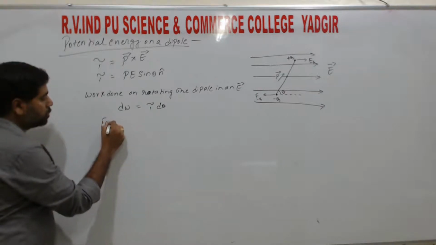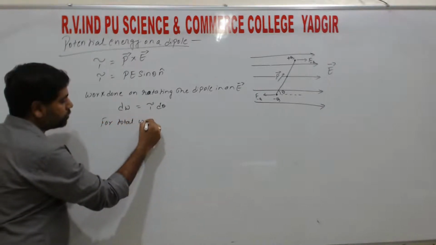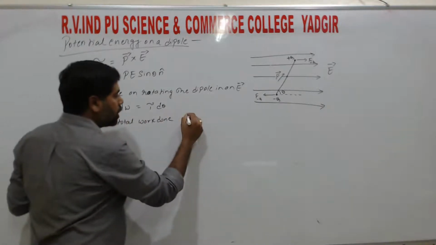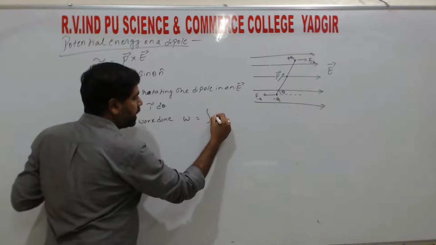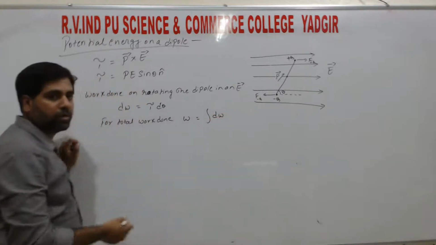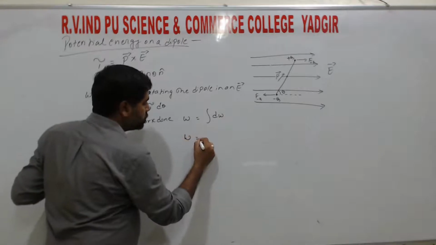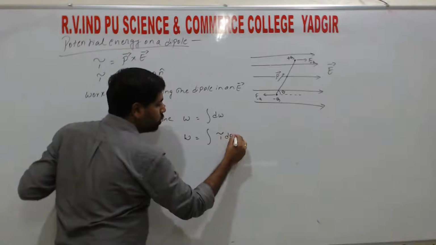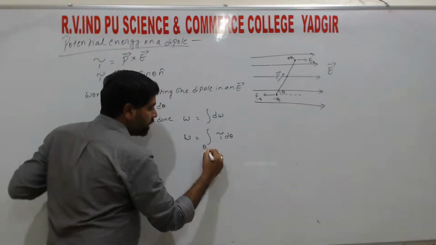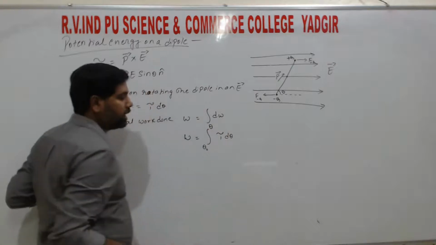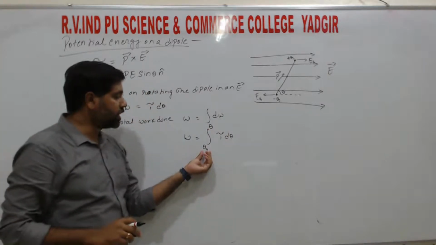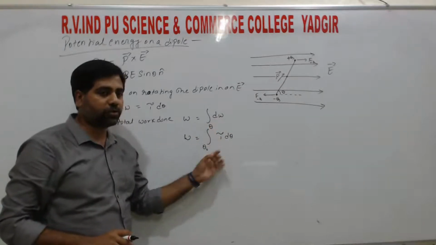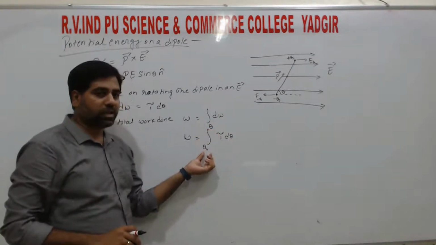For the total work done, we are going to integrate, right? So the total work done W equals the integration of dW, where dW is tau into d theta. Applying the limits from theta naught to theta, where theta naught is the initial angle, from 0 degree to some 360 degree. Whatever angle we substitute, we take it in the general form, right?